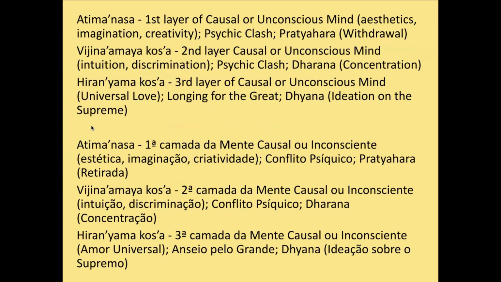Continuing, the Antamanas is the first layer of the causal or unconscious mind. It deals with aesthetics, imagination, and creativity. It experiences psychic clash. And the practice that is helpful in developing the Antamanas kosha is pratyahara, which is the withdrawal from the world, withdrawal from the body, withdrawal from the mind.